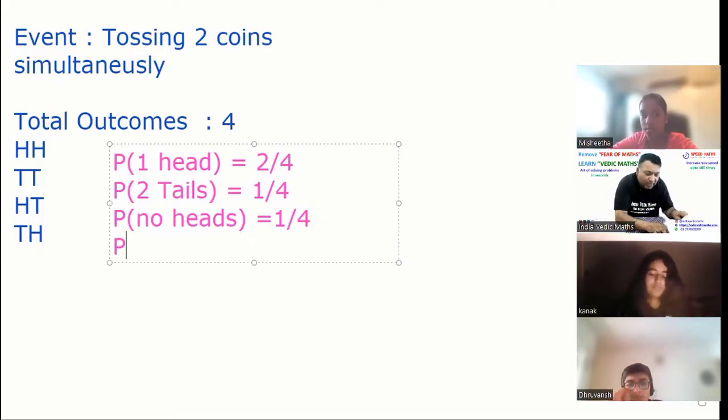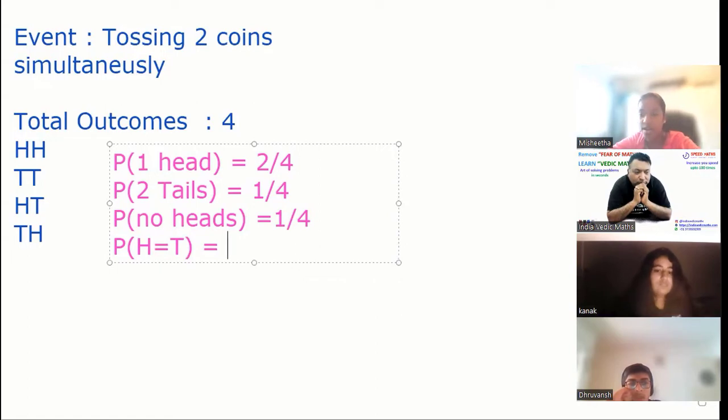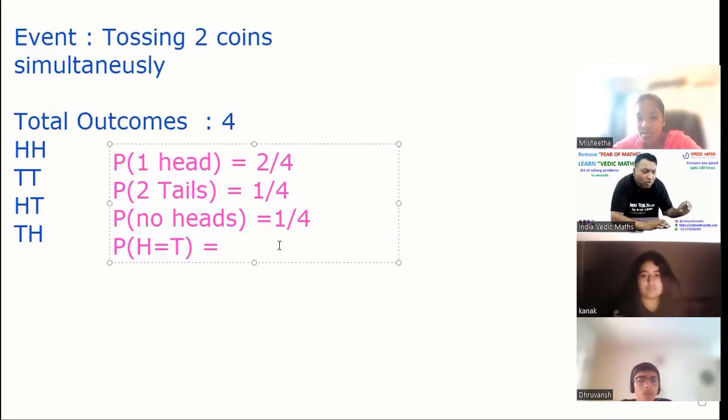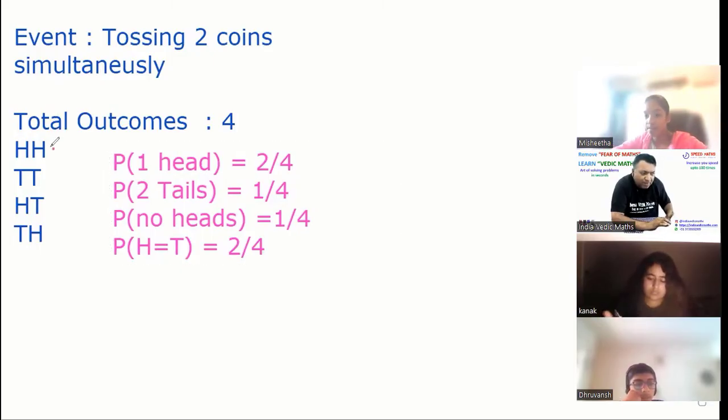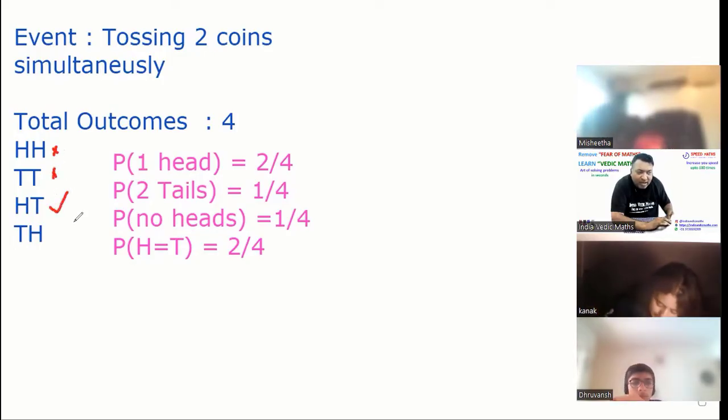Tell me, Mishita, what is the probability that the number of heads and tails are equal? 2 out of 4, correct. Which 2 outcomes are favorable to you? HT and TH, correct? Because in HH there are 2 heads, 0 tails, not equal. 2 tails, not equal. 1 head, 1 tail, both are equal. 1 tail, 1 head, correct?